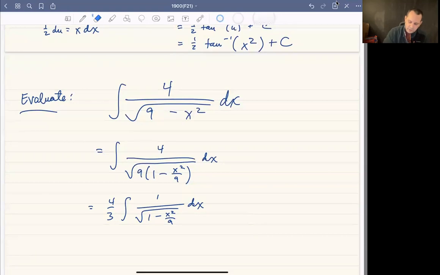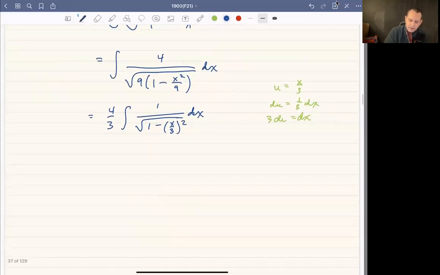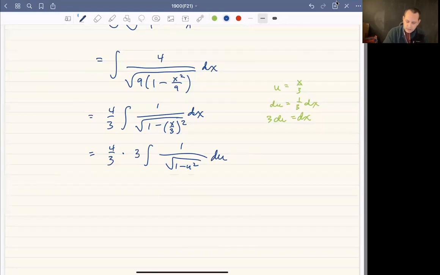And if you like, even at this point, we can write x squared over 9 as x over 3 squared. And that hints to us that we should substitute u equals x over 3. Because then du will be 1/3 dx, so that 3 du is equal to dx. And then plugging back in, we have this 4/3 out front. We're going to have the integral of 1 over the square root of 1 minus u squared du. And then the dx was actually 3 du, so I need another 3 out front. Okay, so altogether, this will be 4/3 times 3, which is 4.